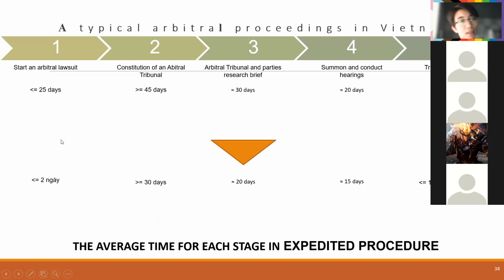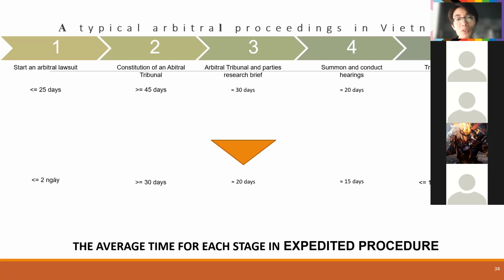To start arbitration after the lawsuit, less than 25 days, and then to constitute an arbitral tribunal takes more than 1 month, because it's not easy to find an arbitrator. I think the most difficult thing in this model is to find a suitable arbitrator. If you don't find a suitable arbitrator, I think your case will not go too far.